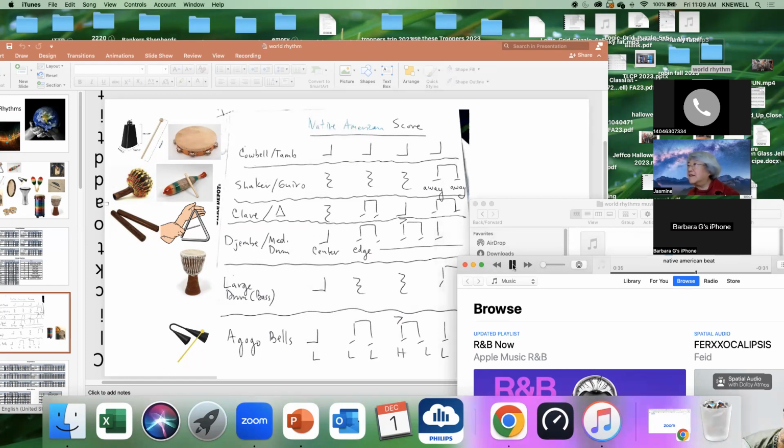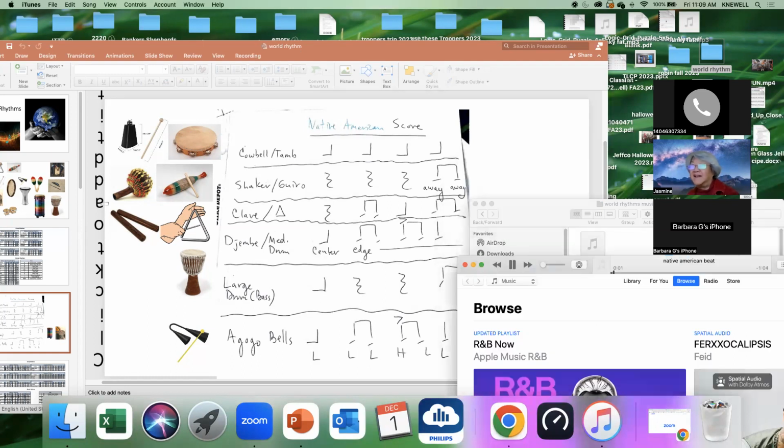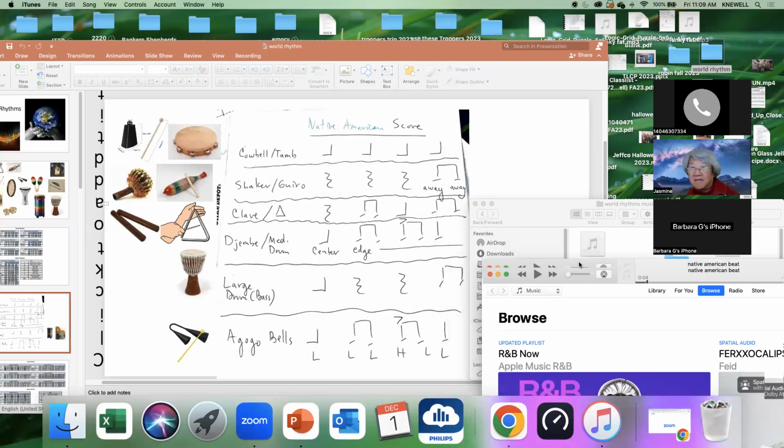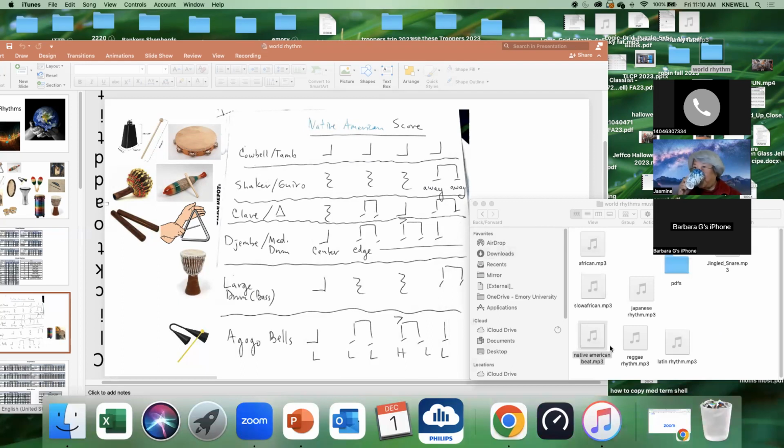Come on. Might have to start it over again. I'm in. Okay, awesome. Let's see here. We're playing the Native American beat, the large drum. I don't know why I can't hear it. Let me start over again. Maybe it needs to load up. I'll give it a minute.